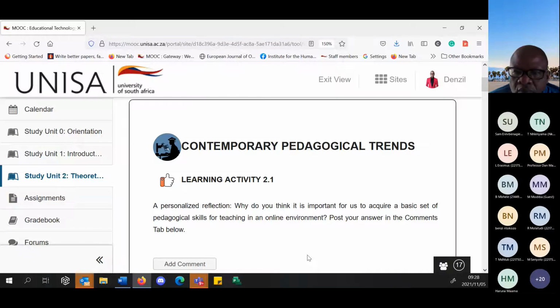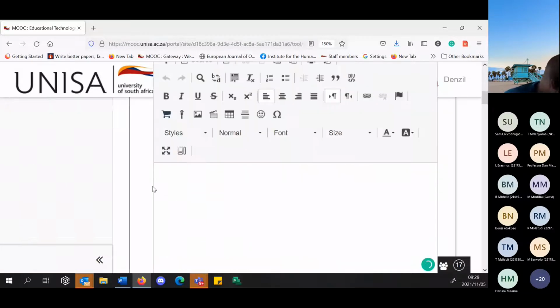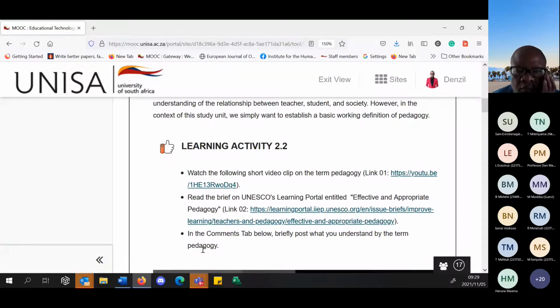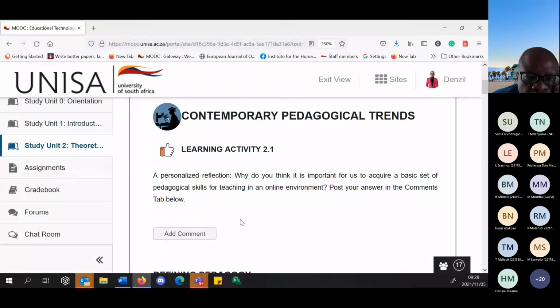So the first learning activity 2.1 is a personalized reflection. Why do you think it is important for us to acquire a basic set of pedagogical skills for teaching and learning in an online environment? That's something that you need to reflect on, right? And while you're doing this, you can reflect on your own. All you do is simply click on the Add Comment tab. It opens up a tab. You post what you want, click Save, and it'll then save it on the screen for you, right? And anybody can read it, and colleagues can also read what you are posting.